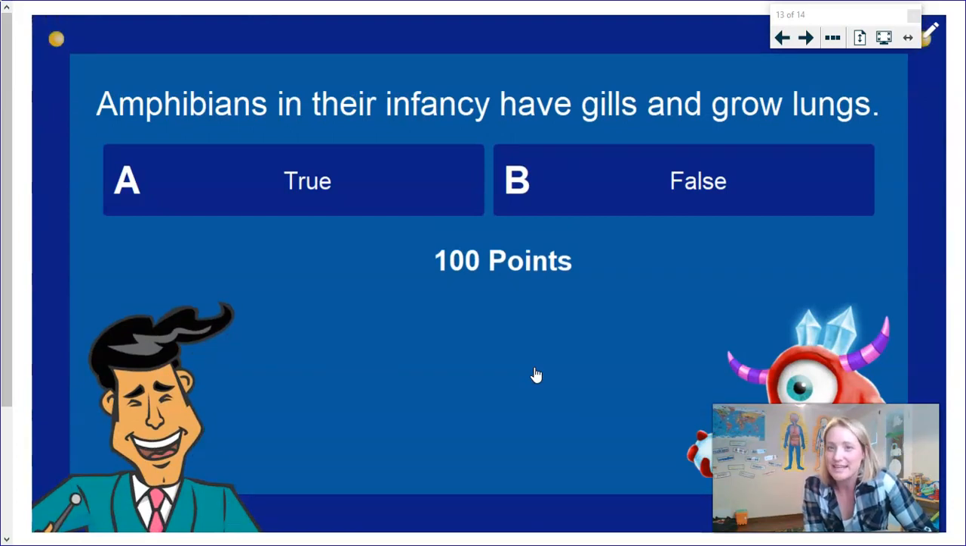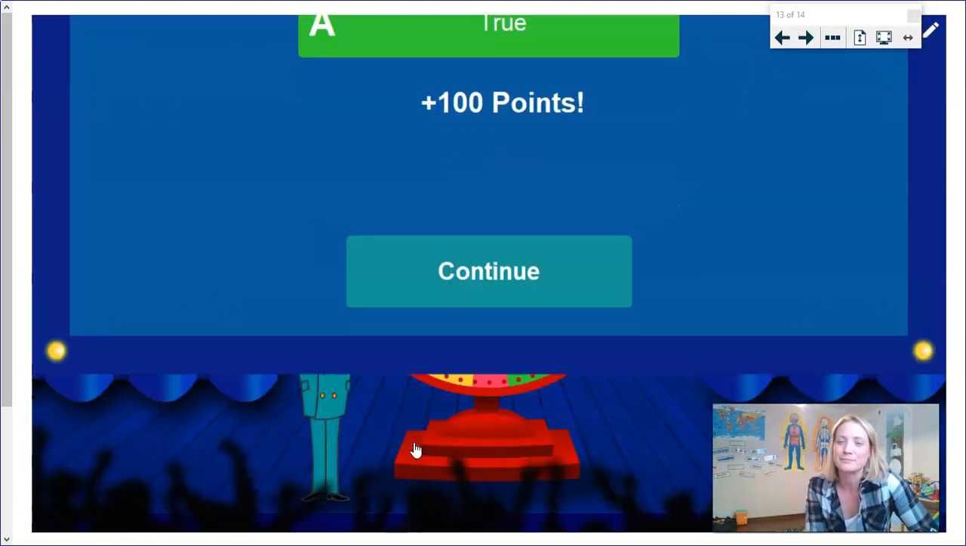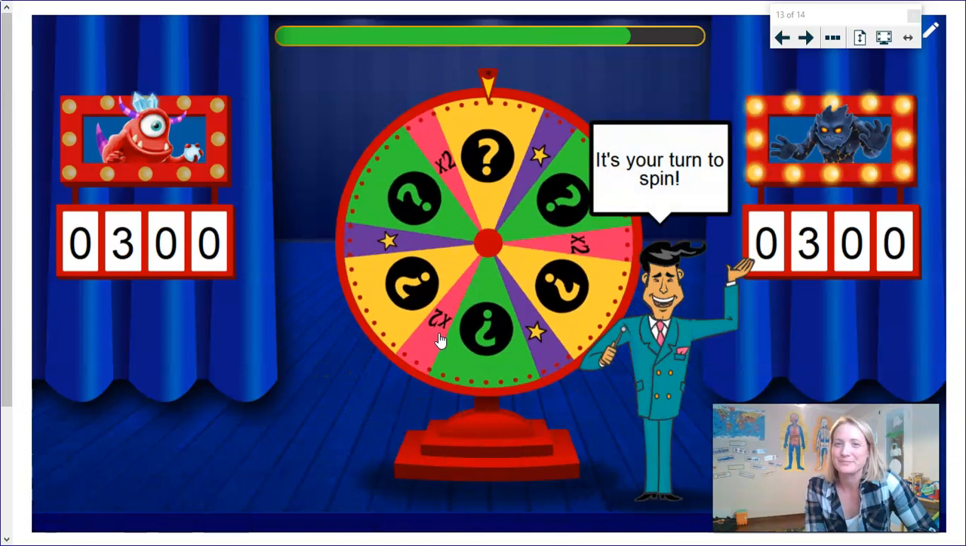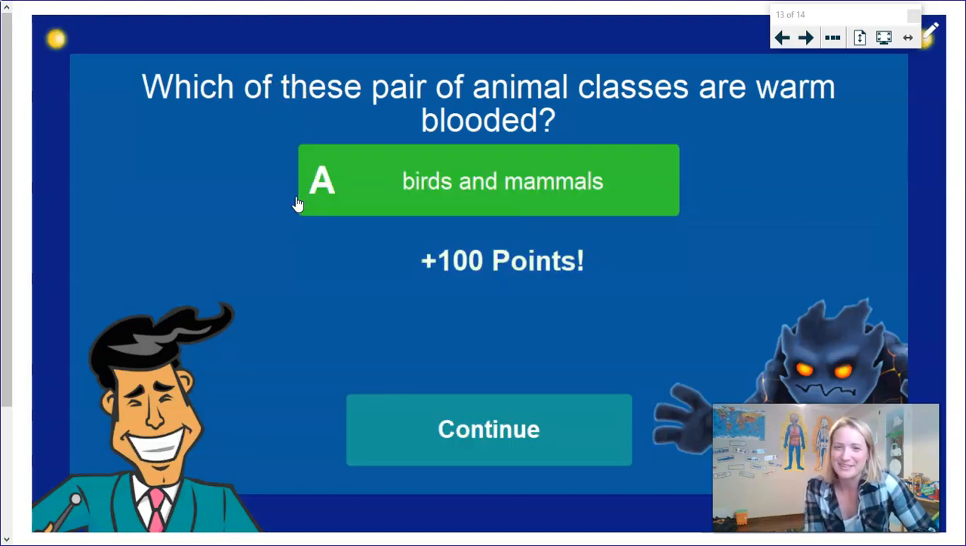Amphibians in their infancy have gills and grow lungs. True or false? That's right, it's true. They are of both worlds, remember? And the last question for today. Which of these pair of animal classes are warm-blooded? Birds and mammals, mammals and amphibians, or fish and birds? And the answer is birds and mammals.